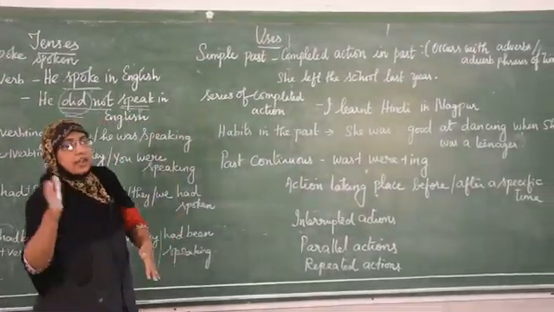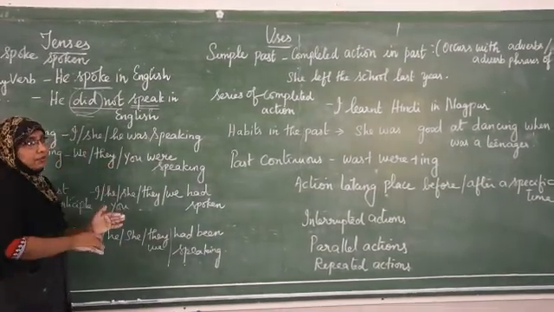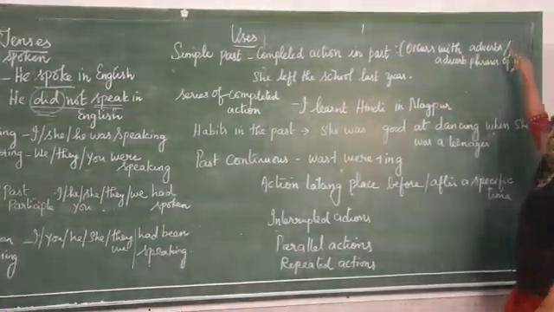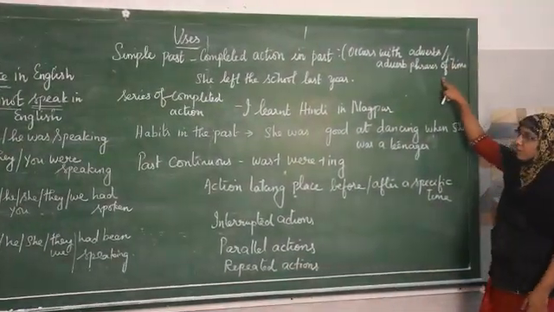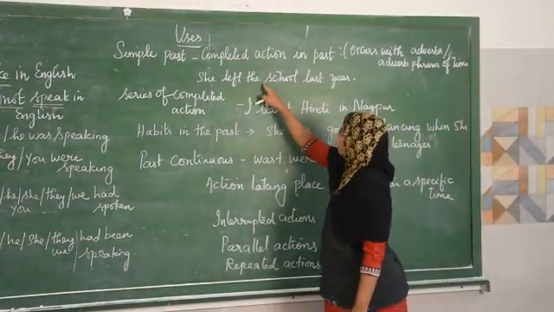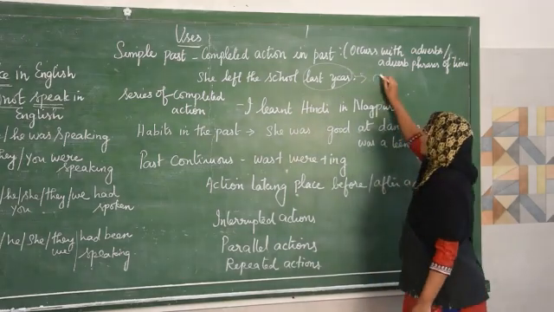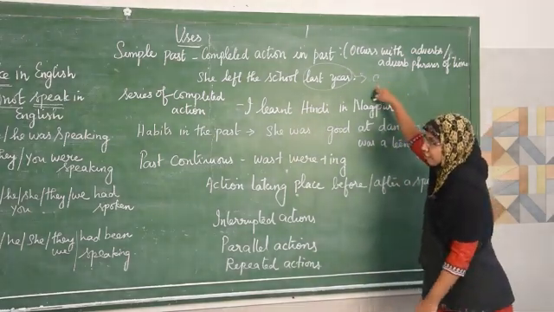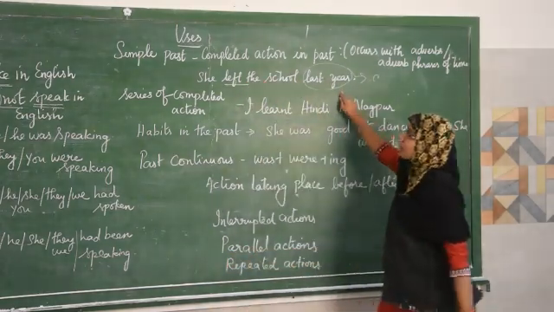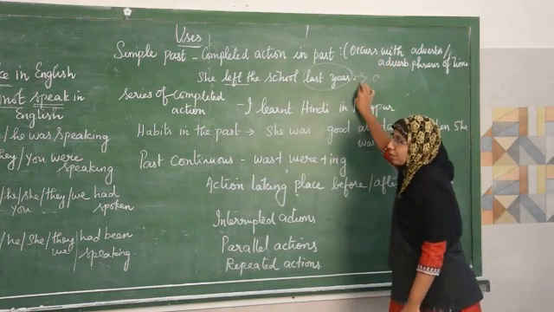Simple past tense refers to an action which has been completed in the past with a specific point of time. It often occurs with adverbs or adverb phrases of time. Time will be mentioned there. For example, she left the school last year. So this last year is what here? Adverb phrase of time. Time is mentioned here. Which is the main verb here? Left. So it shows a completed action in the past with a specific point of time.